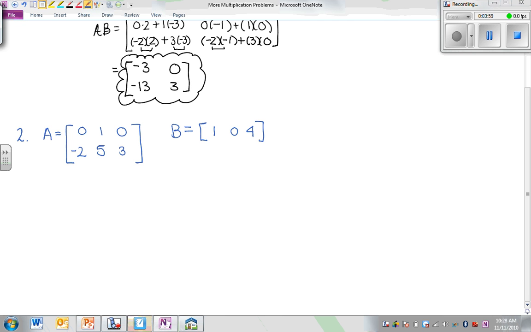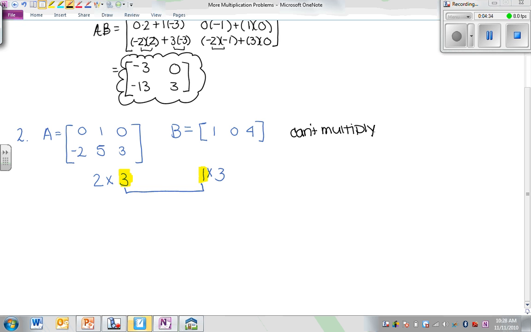Okay, now to see if you can multiply them, you have to find the order. So the order of this one is 2 by 3. And the order of the second one is 1 by 3. To see if you can multiply them, the two inside pieces have to match. And unfortunately for us here, they don't, seeing how it's a 3 and a 1. So these you cannot multiply.